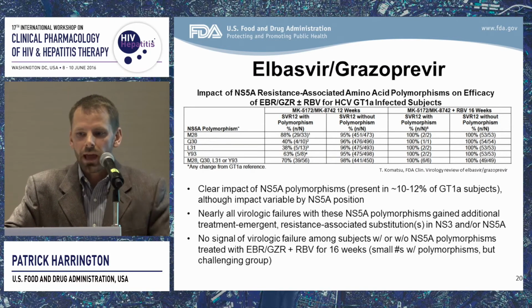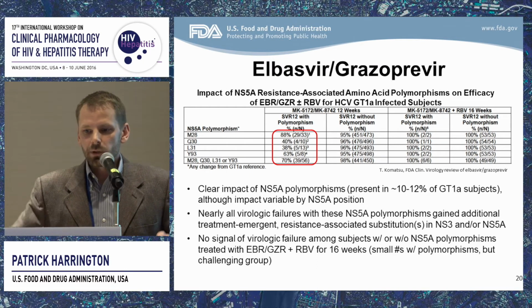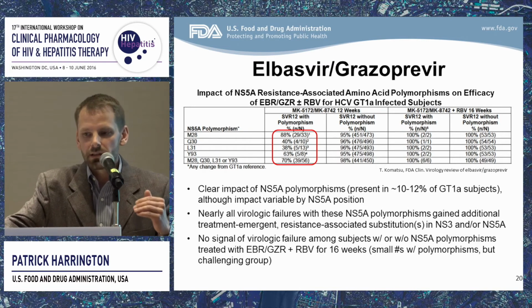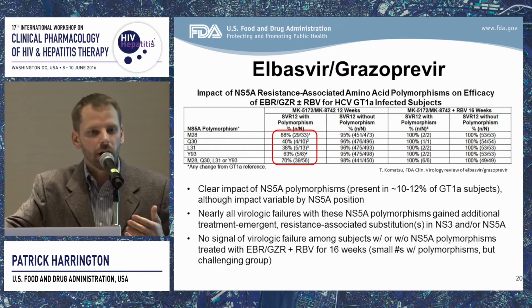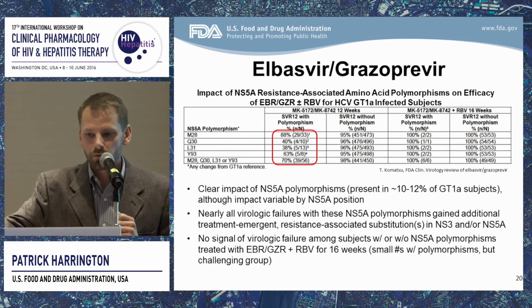But for genotype 1A, there was a pretty clear signal with the 2 DAA regimen when it was dosed for 12 weeks. Patients with one or more of these NS5A polymorphisms at these 4 key positions tended to have a lower SVR rate compared to patients without those polymorphisms. Not surprisingly, there was some variability in the impact of these polymorphisms, but for each of these 4 positions, there was a trend of a lower virologic response rate compared to those without polymorphisms.